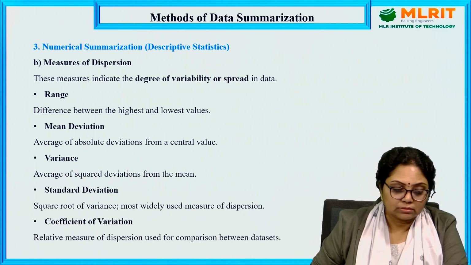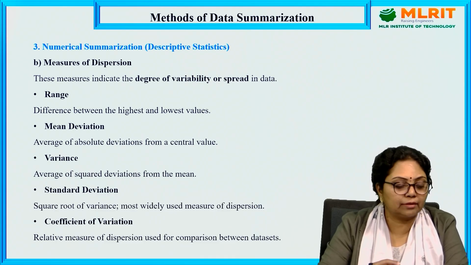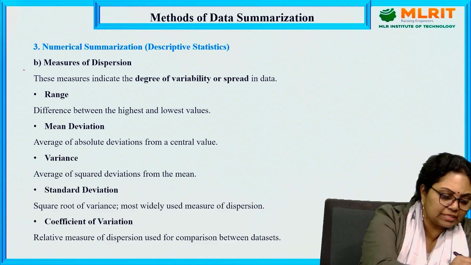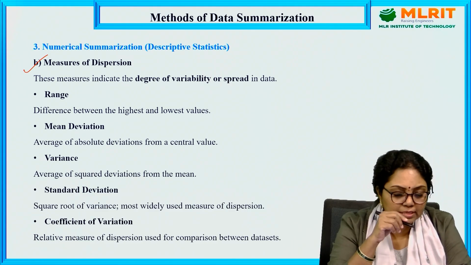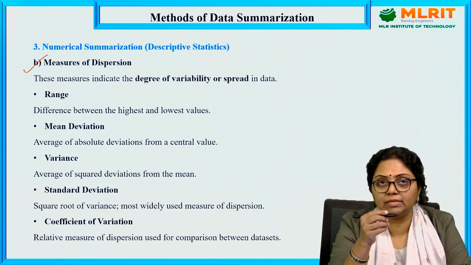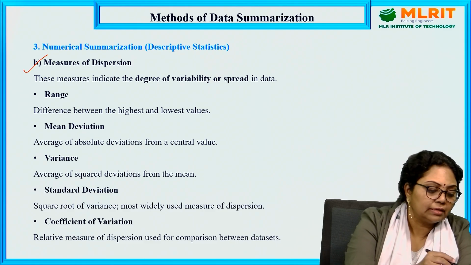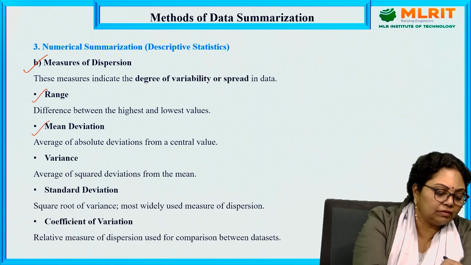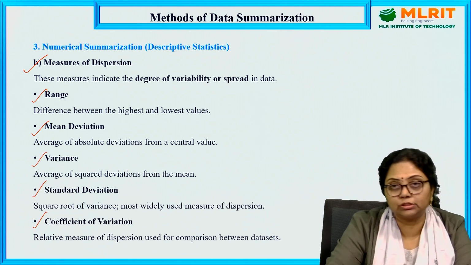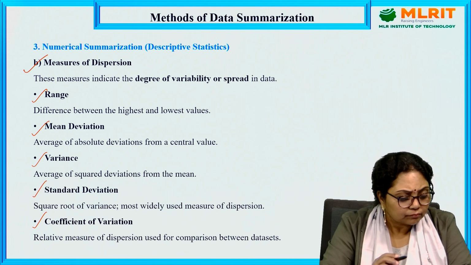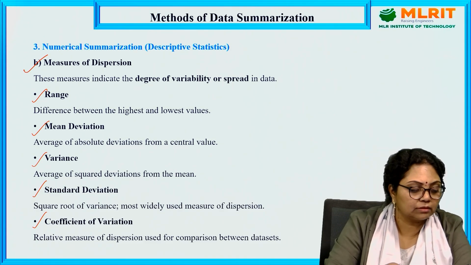Now, the second component under numerical summarization is measures of dispersion. Earlier we went through measures of central tendency, in which we saw mean, median, and mode. Now, under measures of dispersion, we have range, mean deviation, variance, standard deviation, and coefficient of variation. Let's deep dive into these 5 methods.